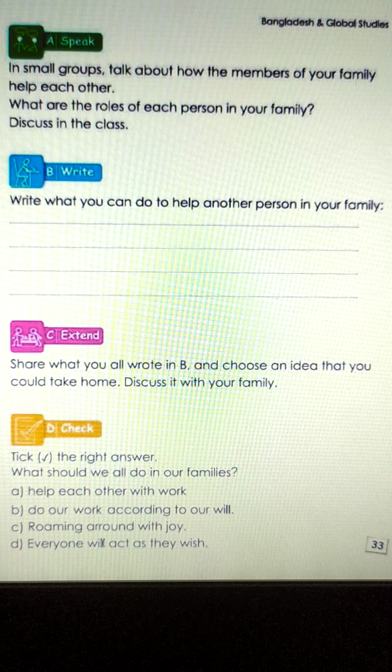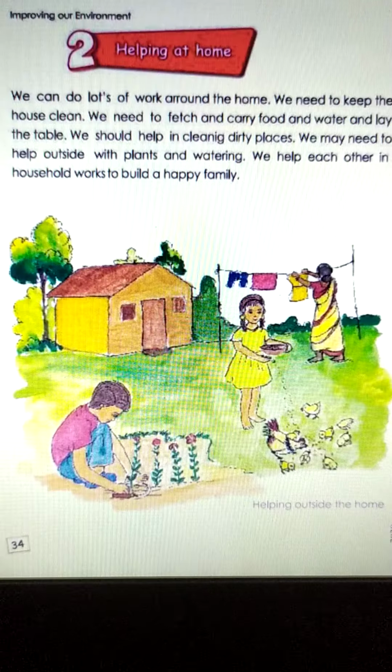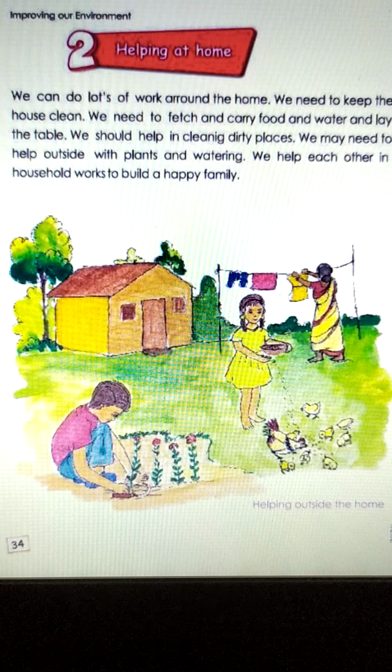Now go to page number 34. Topic number 2, helping at home. We can do lots of work around the home. We need to keep the house clean. You can help your mom to make the house clean. We need to fetch and carry food and water and lay the table.